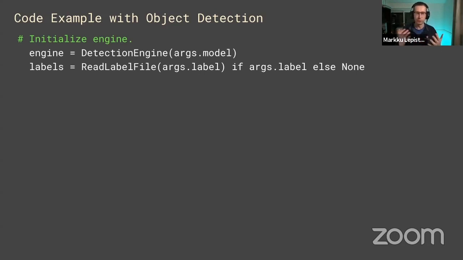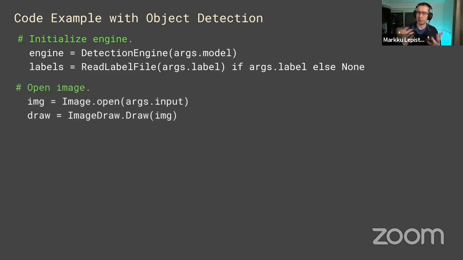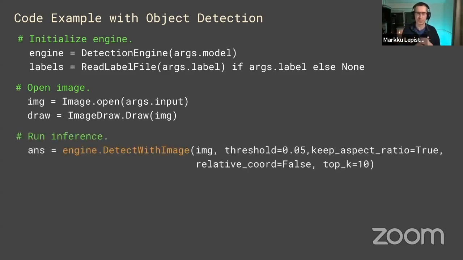So first you initiate an engine. You create a detection engine object using our Python SDK. And then, for example, if you want to do image classification or object detection, you open an image, just standard Python here. And then with one line of code, you can run inference.